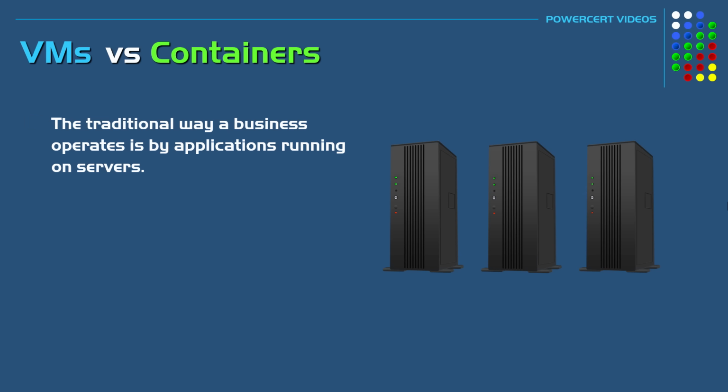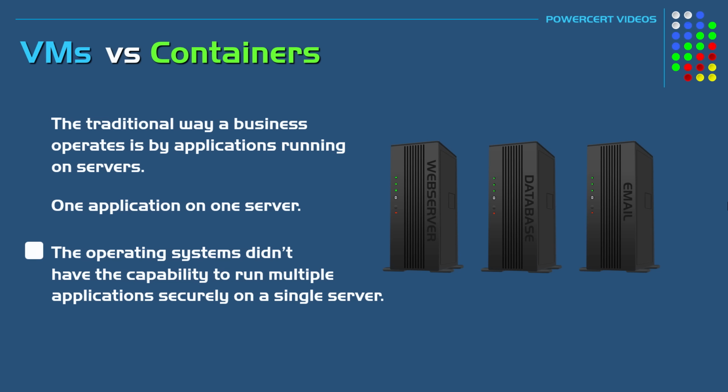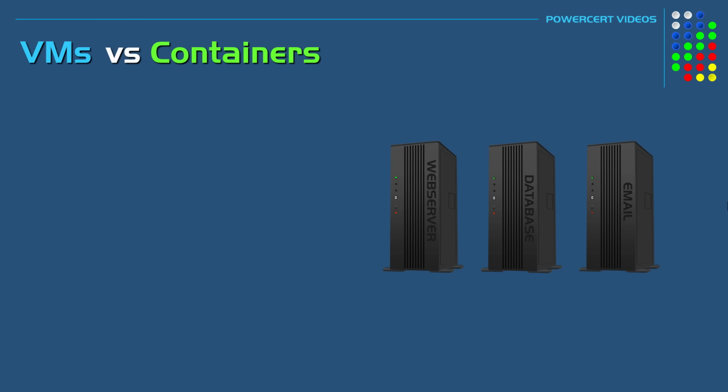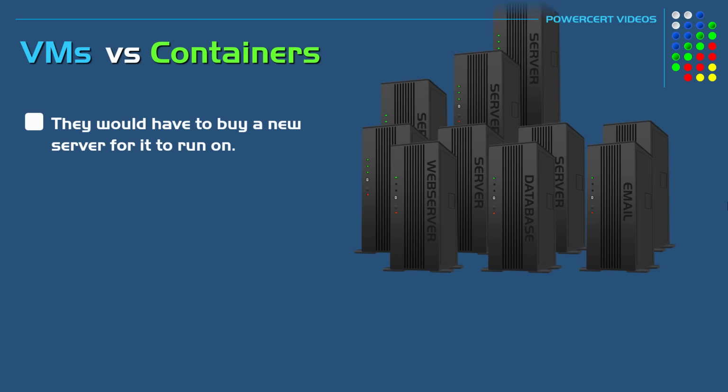So the traditional way that a company or a business operates is by having applications running on servers. And each server would just have one application running, whether that application is running a website, a database, or email. So it would be one application on one server. And this was because the operating systems on these servers, such as Linux and Windows, didn't really have the capability to run multiple applications securely on a single server. So with each new application that a company or a business offered, they would have to buy a new server for it to run on.